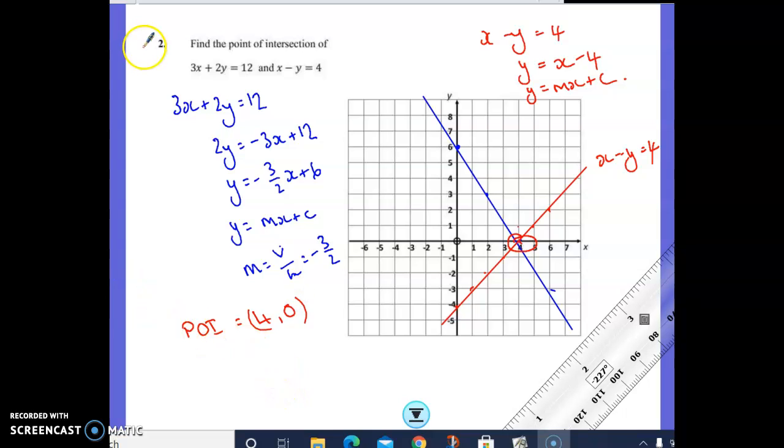The only part I'm interested in you being able to do is read out where these two meet. So don't worry about the drawings of the lines. All we need to know from this part is if we are solving simultaneous equations graphically, it's the points where the two lines meet. Okay, I'll leave you to try some.